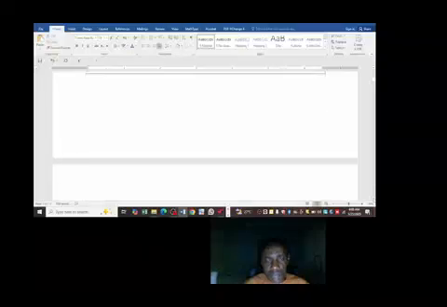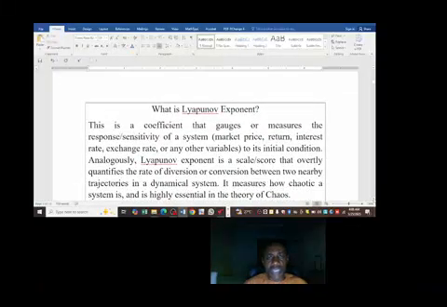Let's take the first one. What is Lyapunov exponent? Lyapunov exponent or coefficient is a gauge or a measure that shows the response or the sensitivity of a system to its initial condition. So Lyapunov exponent measures how a system responds to its initial condition.